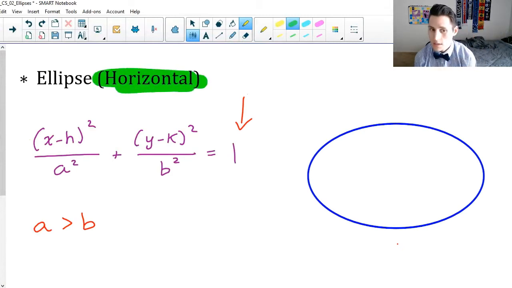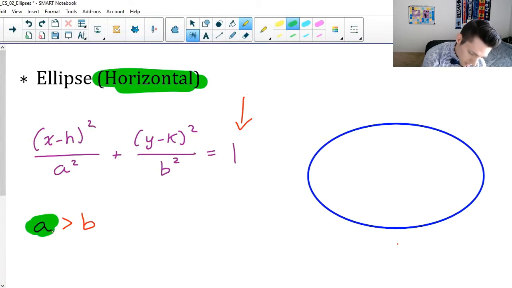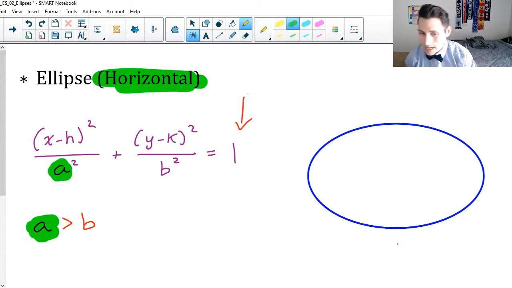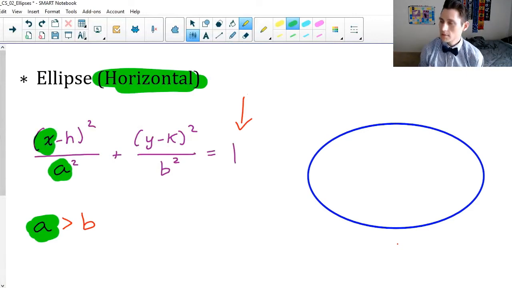The way that we know this is a horizontal ellipse is because a is the larger number. A good way to remember it is that whichever variable the larger number is underneath, that's going to be the longer part. So in this case, if the bigger number a is underneath the x, that tells me it's going to be larger in the x horizontal direction. It'll be more stretched out horizontally.